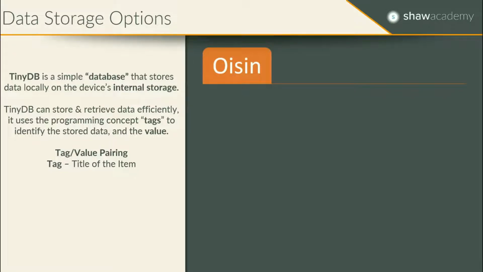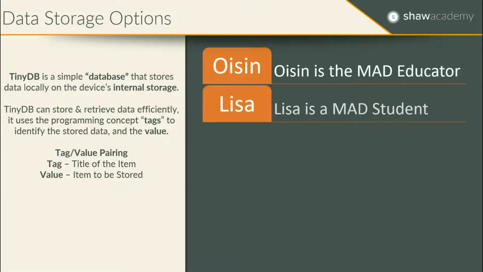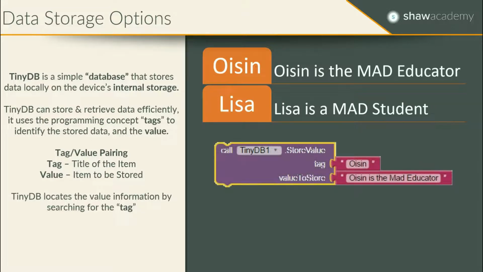Here we have Ushing, which is one of the tags, and then the value is the item to be stored. So Ushing is the mad educator. This is our value, and this is our tag, and this is how we search for our value. TinyDB is not relational. And then we have Lisa is a mad student. So it locates the value information by searching for the tag. As you can see there, I do apologize for the blurriness of that.